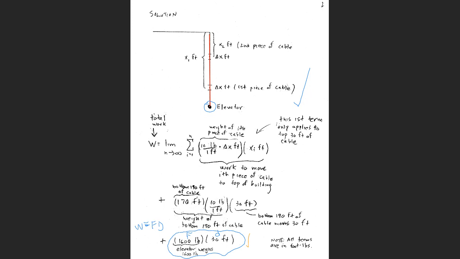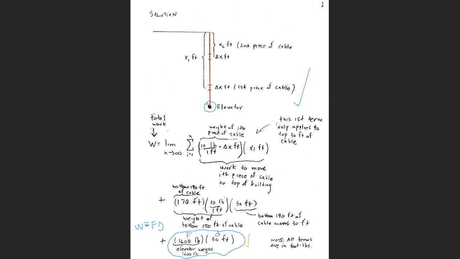Now you have to worry about the cable. So in other words, for the elevator to move 30 feet up, the cable has to also move 30 feet up. Well, how long is the cable again? How many feet are in the cable? 200 feet. That's right, 200 feet.